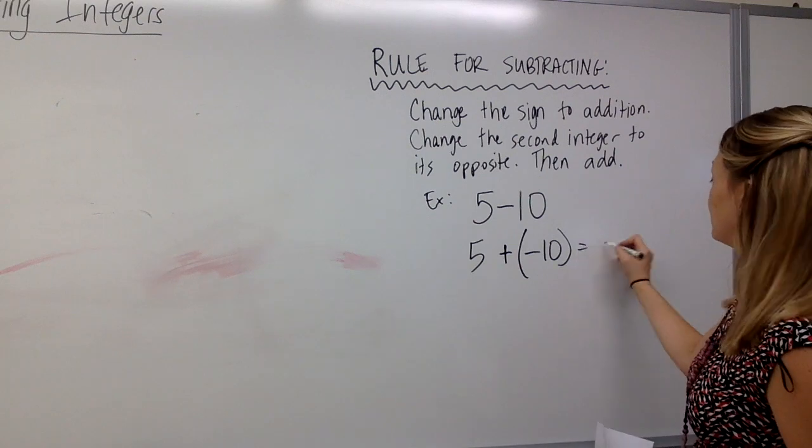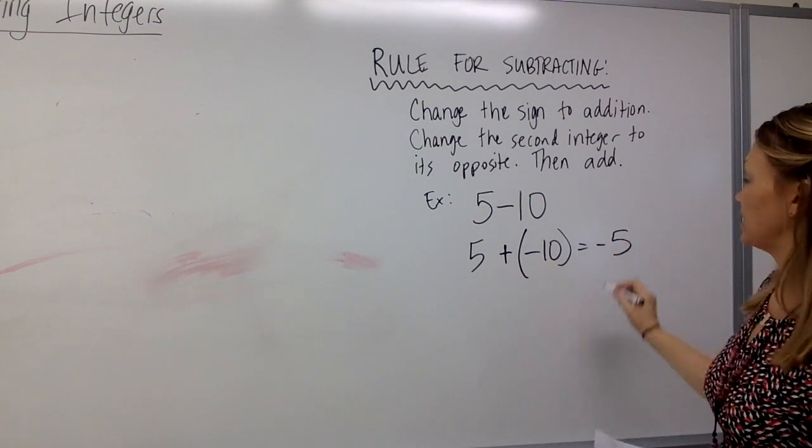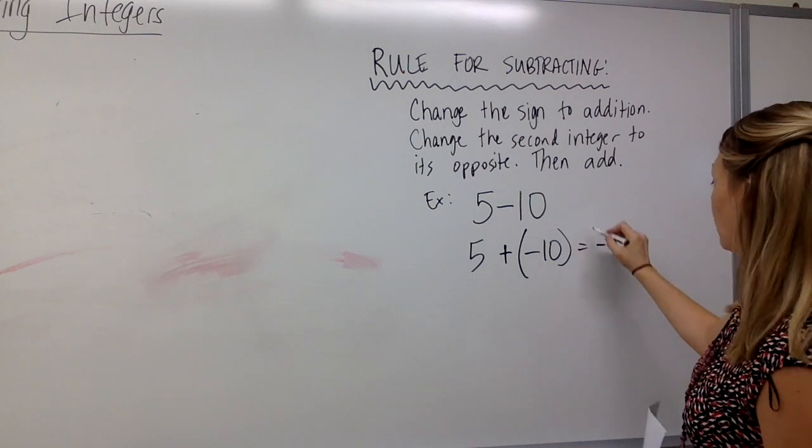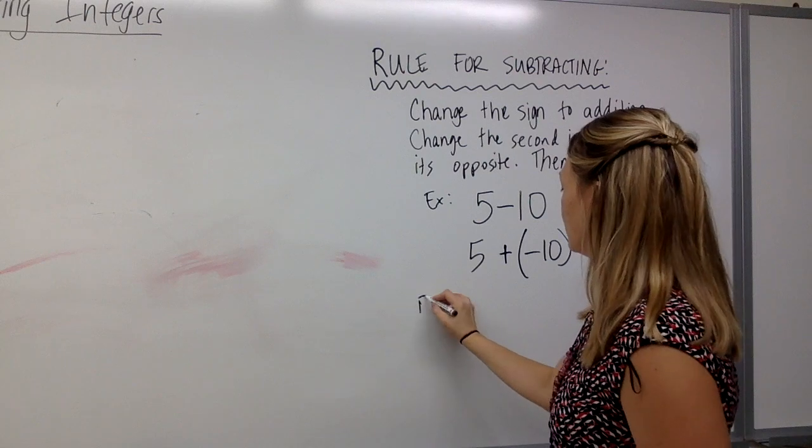Well, their difference is 5, right? And what will the sign be? It'll be negative because the absolute value of negative 10 is bigger. Okay? Okay, fantastic. You try these two.